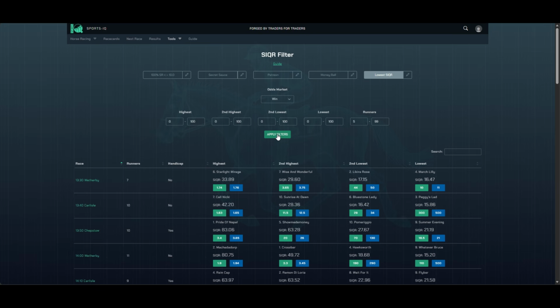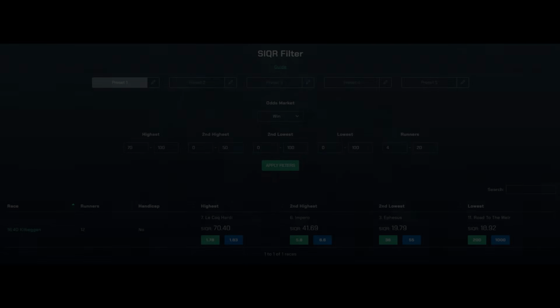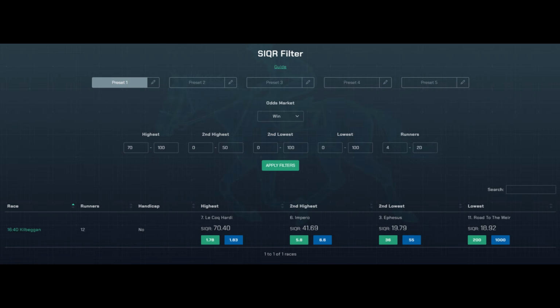Now let's think about that for a second. What sort of race are you actually trying to find? Are you looking for races where one horse dominates the rating? Or are you looking for races where the field is tightly packed together? Because they have very different trading opportunities. Let's use the example on the screen. I've told the software, show me races where the highest rated horse has an SIQR rating between 70 and 100. And show me races where the second highest horse is rated between 0 and 50. And show me races between 4 and 20 runners.